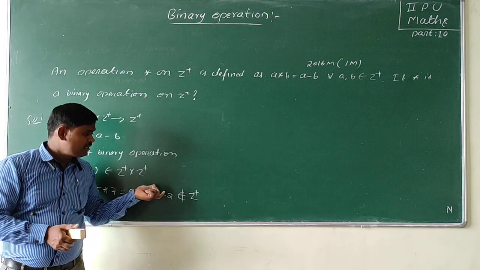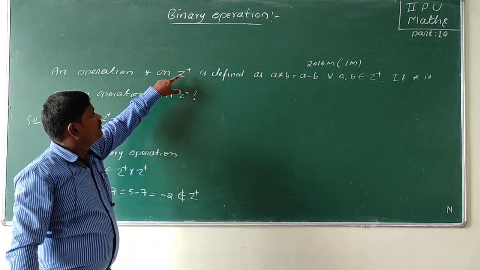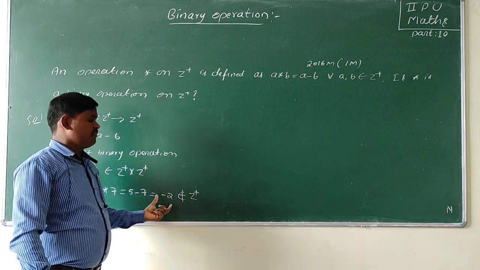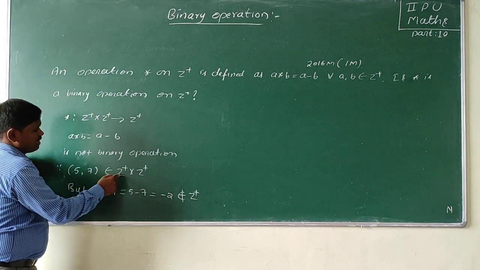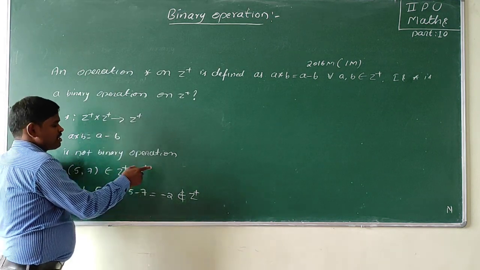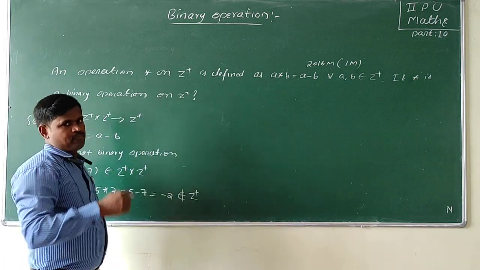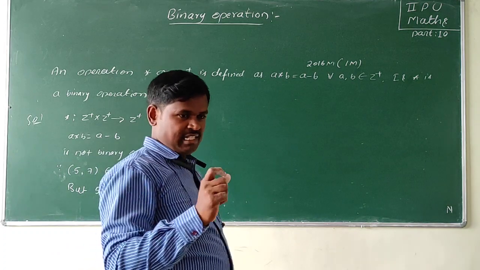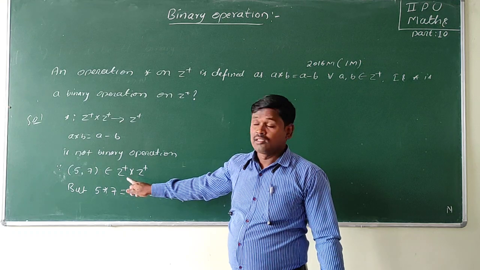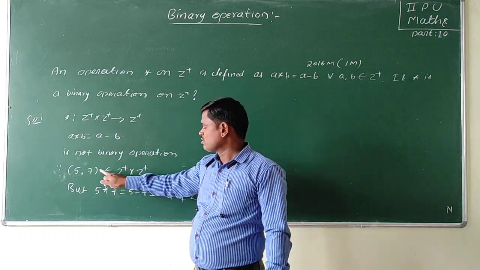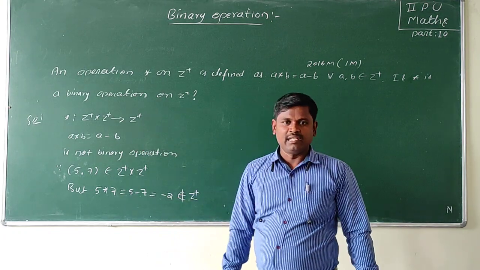If we took integers instead of positive integers, it would definitely be a binary operation, since every element of Z cross Z is associated with a unique element in Z. But here there is a restriction to positive integers, so we take a counter example and conclude that it is not a binary operation. Okay.